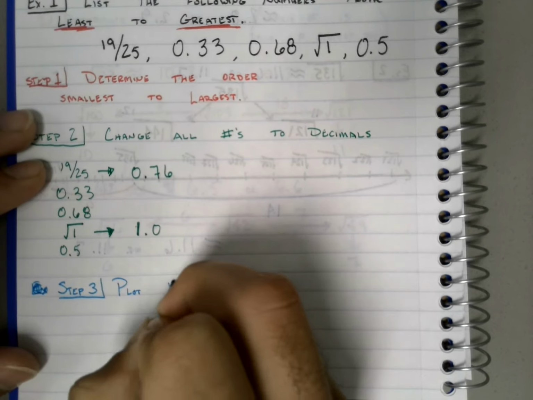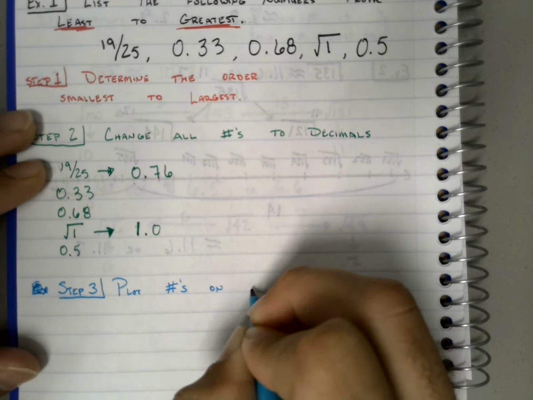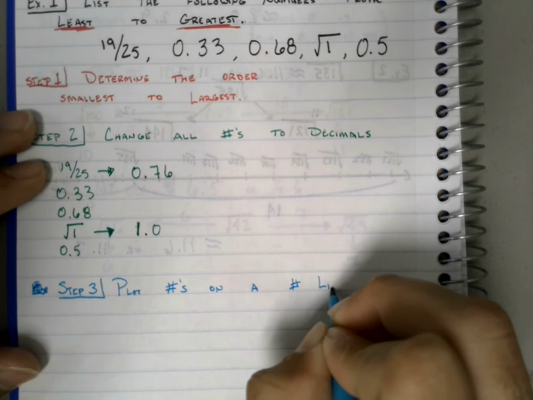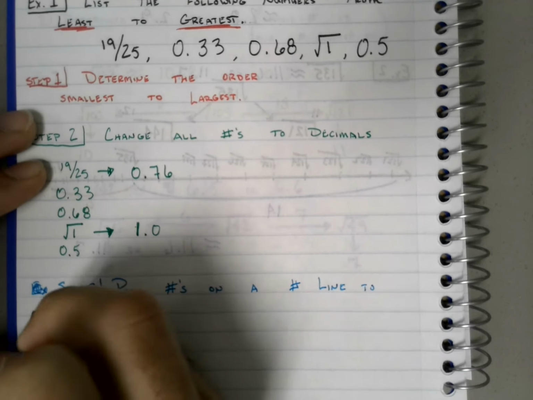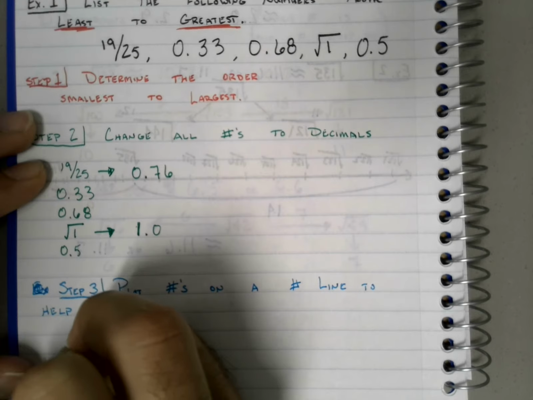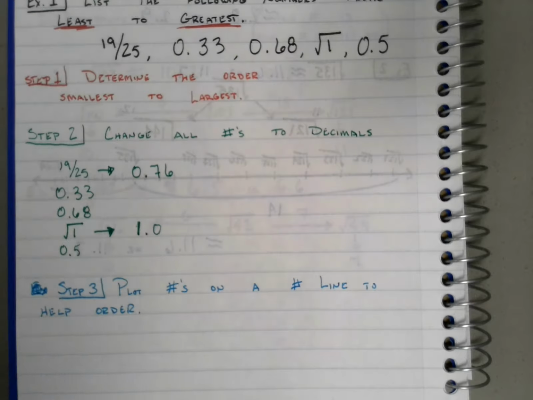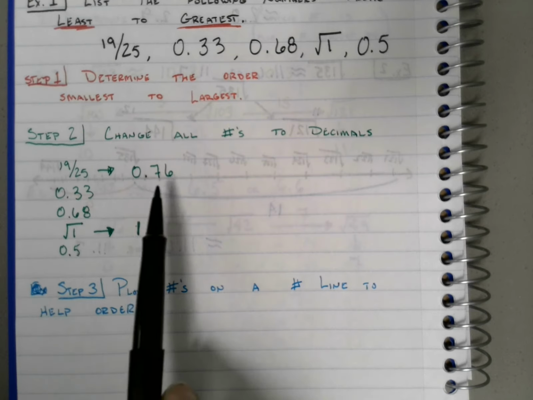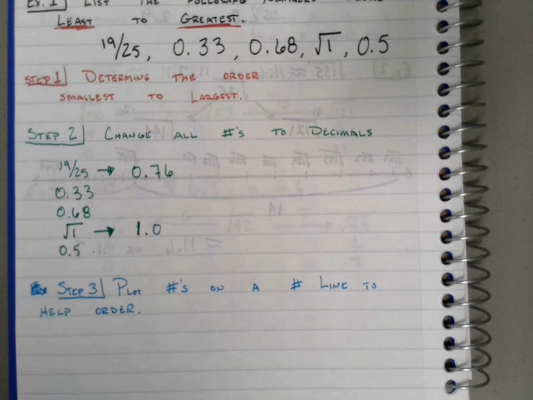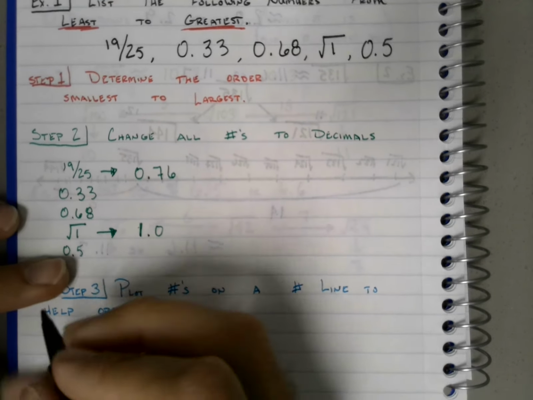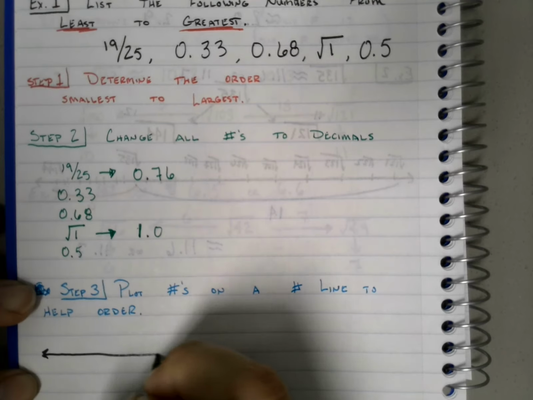Step 3: Plot numbers on a number line to help order. Okay, so we're going to make a number line here. Now, in our number line, do we have to start from, say, 0.01, 2, 3, and move up? No, look how far apart these numbers are: 0.76, 0.33, 0.68, 1.0, 0.5. Okay, that's going to be a huge number line. So what we're going to do is space this out a little bit.